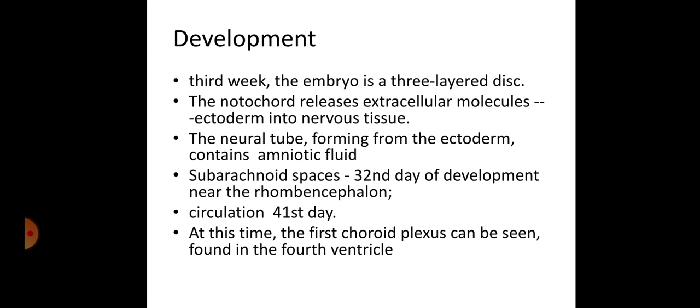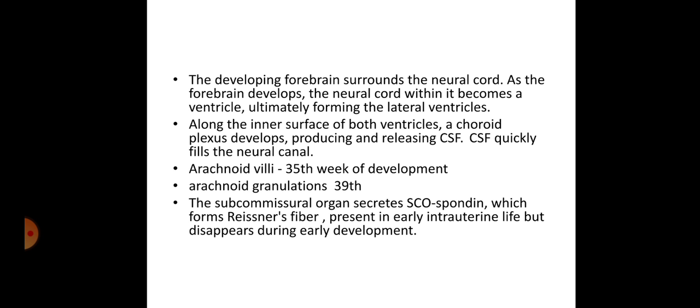Now, development. As we know, the nervous tissue is derived from the ectoderm. Now, the neural tube, which is formed by this ectoderm, contains amniotic fluid, which communicates with the amniotic fluid of the embryo. Now, when this neural tube closes, the fluid is then secreted by the choroid plexus, which is called CSF. Arachnoid villi develop around the 35th week of development, and arachnoid granulations develop around the 39th week of development.